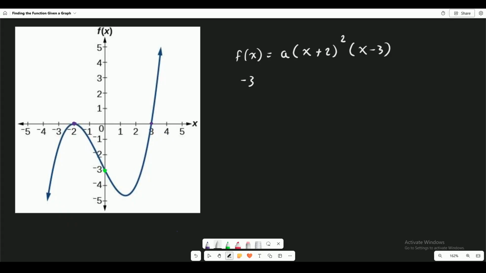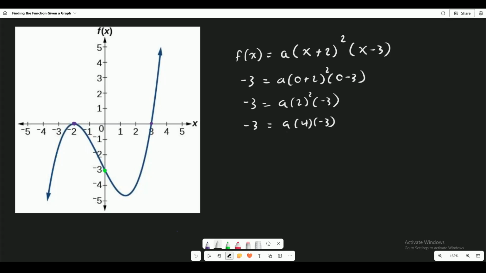f of x is negative 3 when x is 0. So a times 0 plus 2, quantity squared, times 0 minus 3. Let's keep going. Negative 3 is equal to a times 2 squared times negative 3. Negative 3 is equal to a times 4 times negative 3.